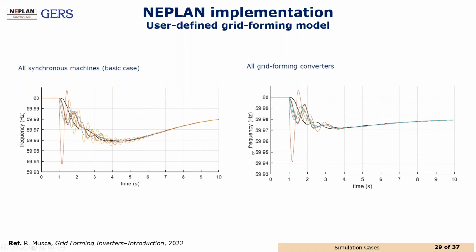Also, we can see how the global dynamic behavior improved when we use the grid forming converter, and the local transients in this case didn't change. We can see this local transient here, that is the transient of the location of the synchronous machine, was more or less related to the simulation from the synchronous machine.